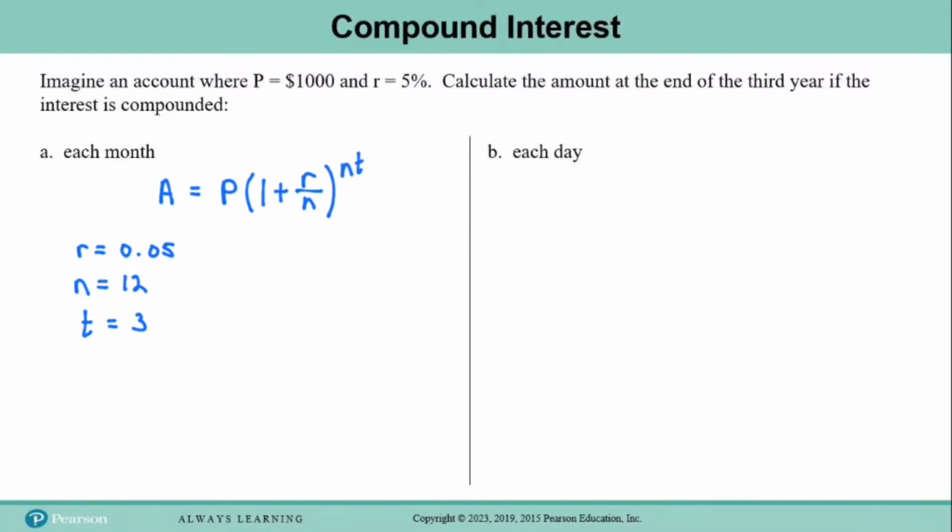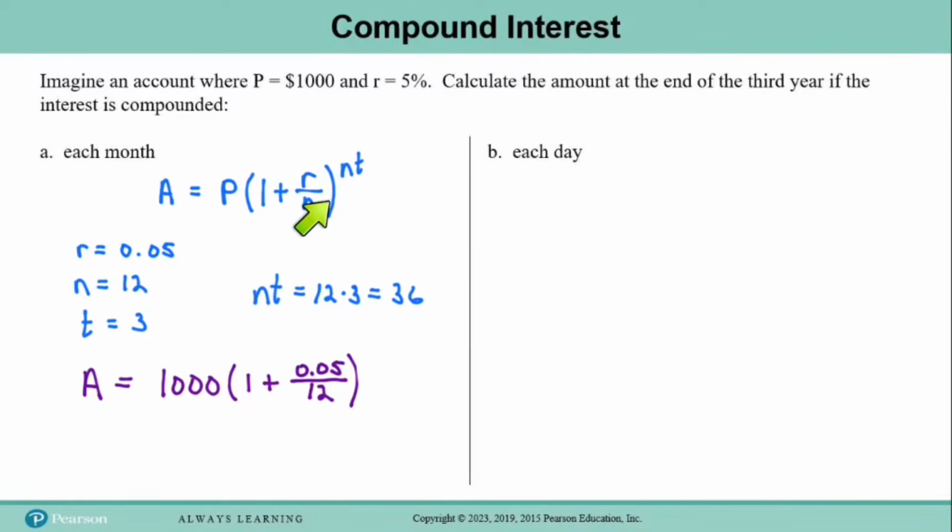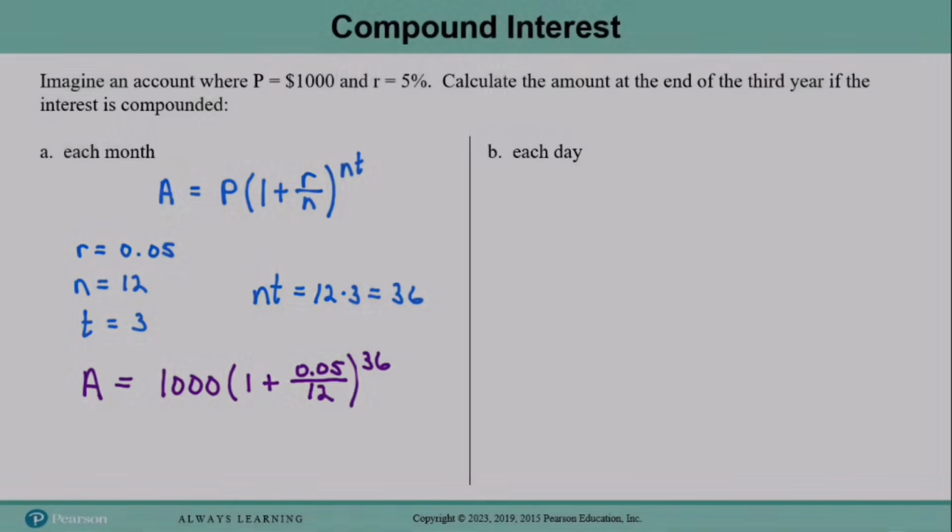Okay, now look at your exponent here. We know that we're going to need the number n times t, so I'm going to go ahead and calculate that. N times t is 12 times 3, so that's 36. That's going to help us when we plug in our numbers. Now, plugging in the values that we know: A equals P, which is 1,000, times parentheses 1 plus r divided by n, so that's going to be 0.05 divided by 12, close the parentheses, and then your exponent will be n times t, which we already figured out is 36.